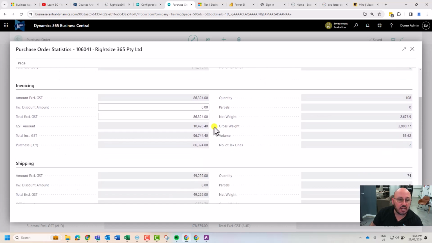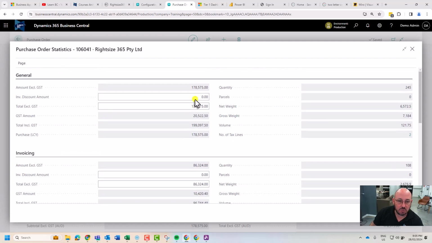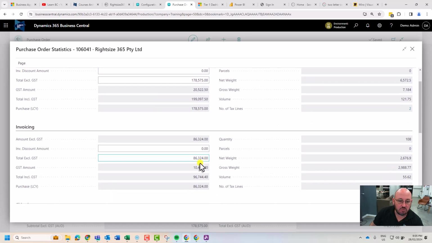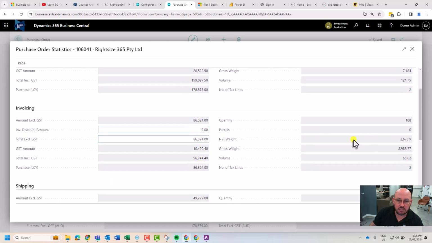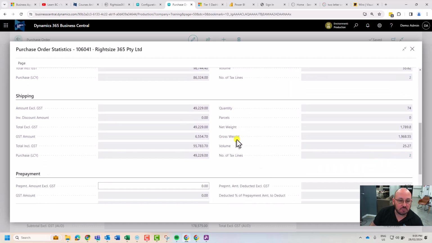If I scroll down, I can see here the amount excluding GST, what the order is, and what's been invoiced. We've invoiced about 50%. Again I can see quantity and gross weights. I've got my shipping, so I can see what quantity is actually shipped of the total order.